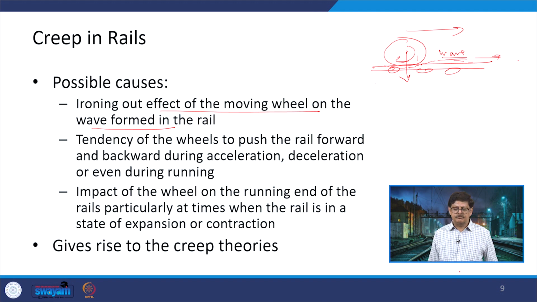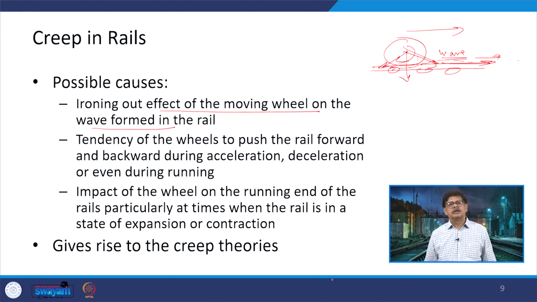Then there is a tendency of the wheels to push the rail forward and backward during acceleration or deacceleration or even during running. When a train accelerates, it will be pushing the rail. There is a possibility the rail is pushed backwards or pushed forward. If the brakes are applied, the force acts in this form as it tries to stop, so it is going to push in this way. Rail forward or backward movements are possible.